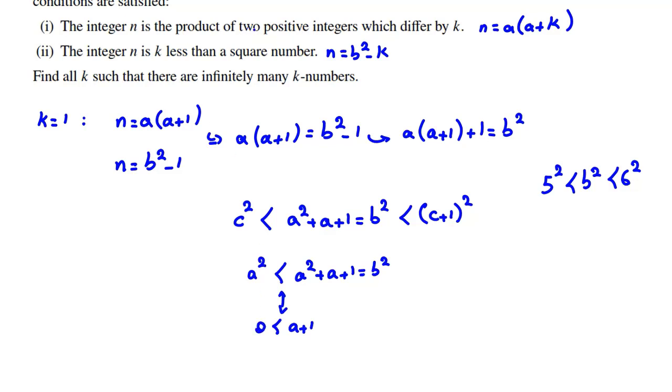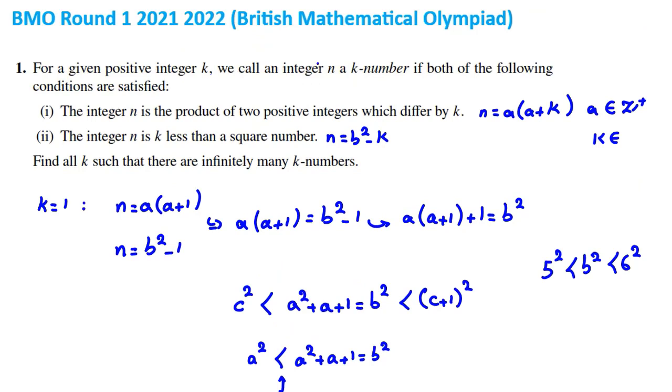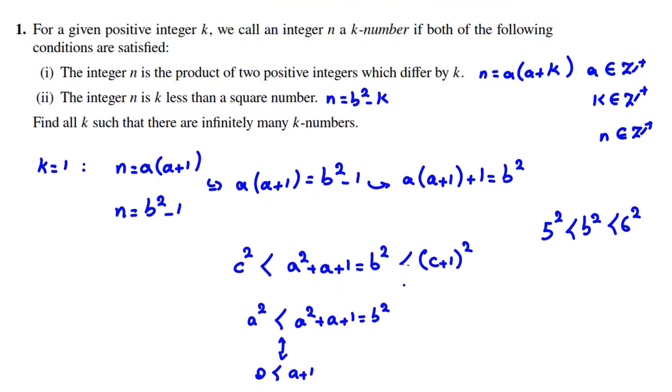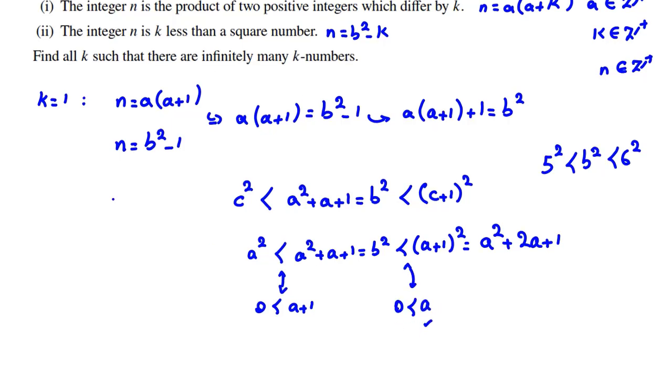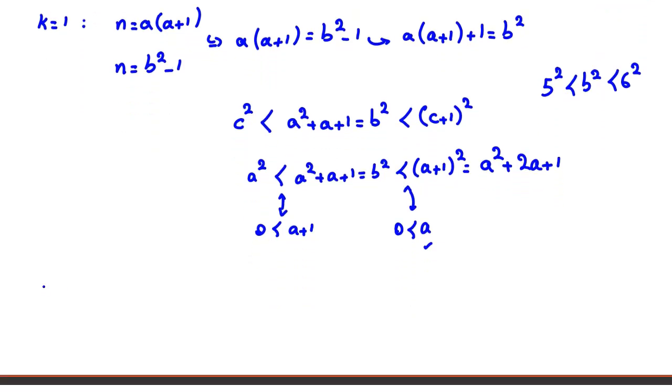And the problem says two positive integers which differ by k, so a is a positive integer. Also from the assumption, k is a positive integer. So from here we conclude n is also a positive integer. Now, it is also less than (a plus 1) squared. Why? Because (a plus 1) squared is a squared plus 2a plus 1. If you simplify, it is equivalent to a greater than 0, which is correct. So for k equals 1, we don't have any choice.